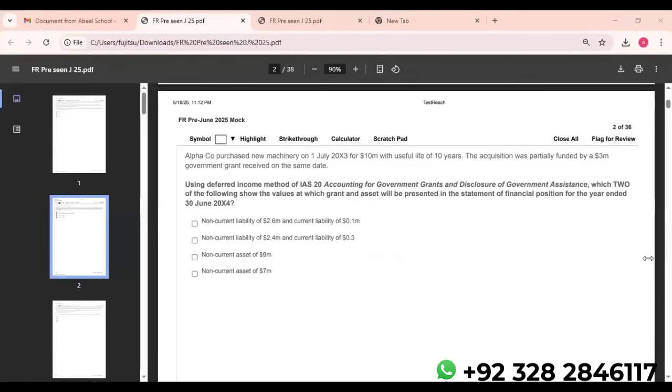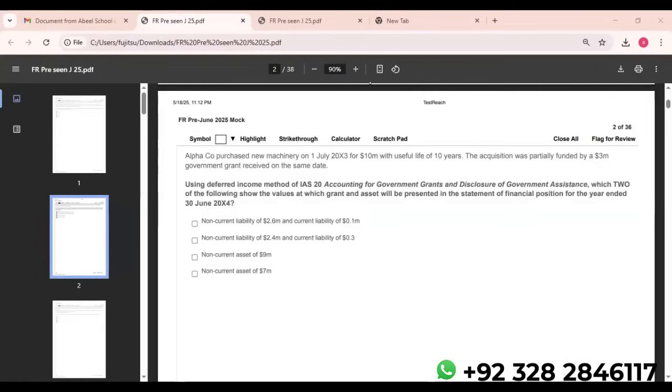Yes. Alpha Company purchased a new machine on 1st July X3 for 10 million. Useful life is 10 years. The acquisition was partially funded by a 3 million government grant received on the same day. Using the deferred income method, IAS 20 government grant disclosure, which two of the following values show the values at which grant and asset will be presented in the SOFP on 30th June X4, at the end of the year. So the grant amount is 3 million. So please keep that in your mind.